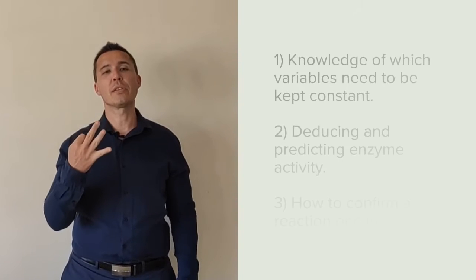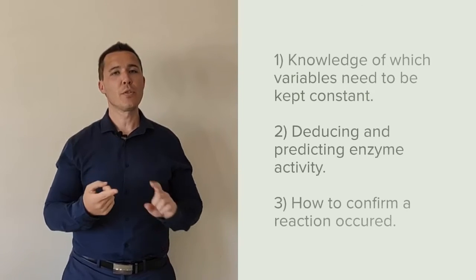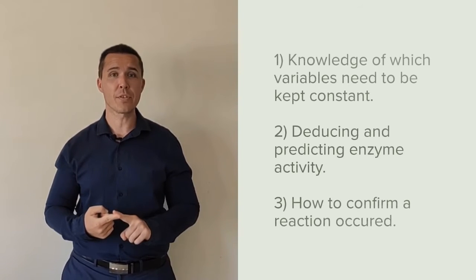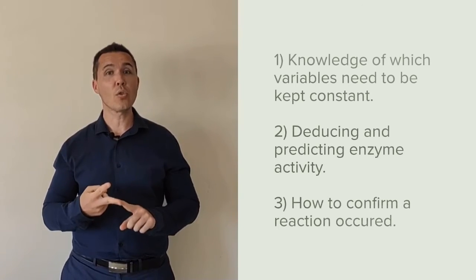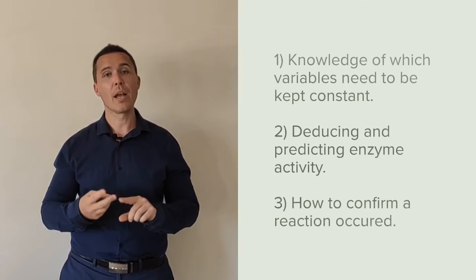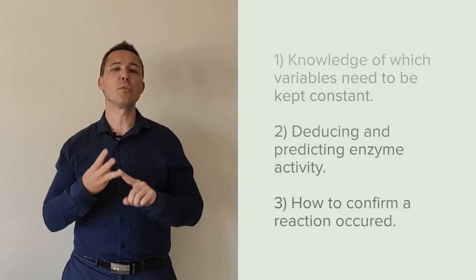So there are 3 things that you need to be able to do. The first, predicting and deducing enzyme activity from given graphs. Second, knowledge of which variables need to be kept constant within the experiment. And third, how to actually prove a reaction occurred.